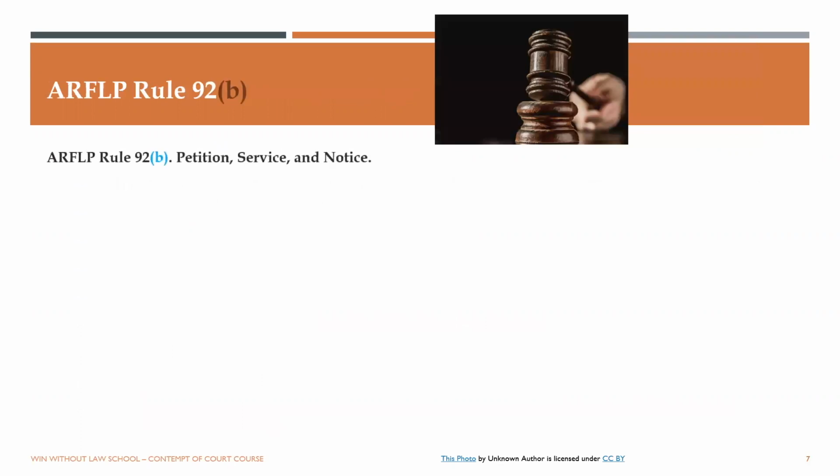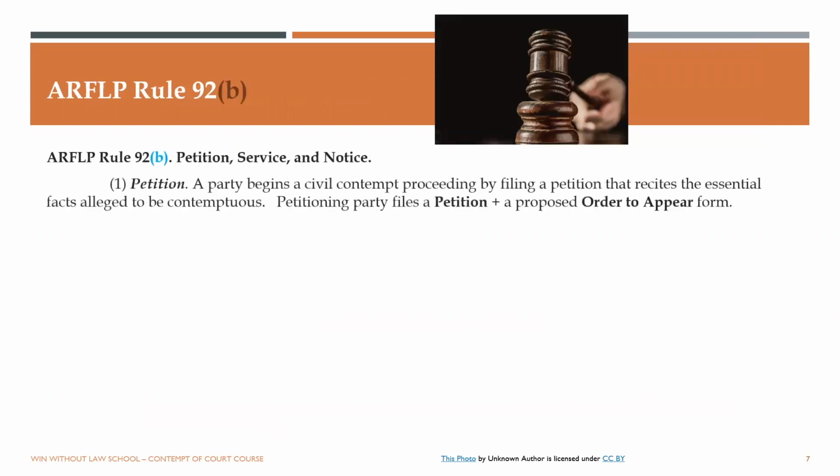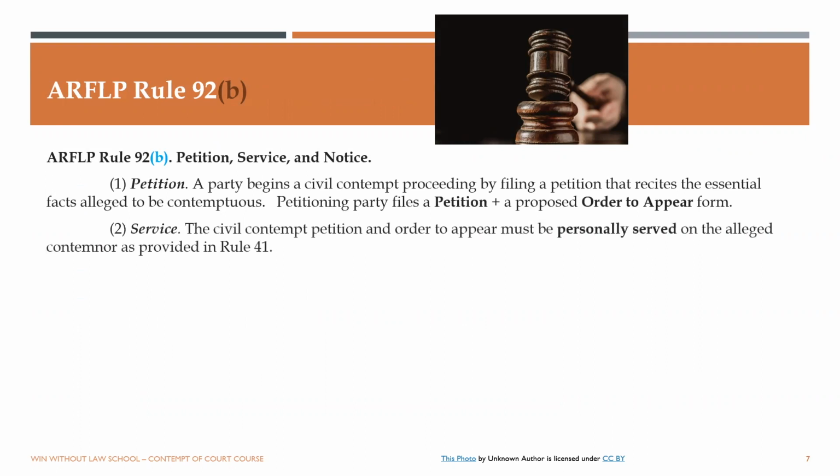All right, back to Rule 92B. So we talked about the petition. So the petitioning party is going to file the petition plus a proposed order to appear. And then the court is going to issue the order to appear, which is going to contain the court date. Once you get those documents, you need to serve the petition and order to appear on the alleged contemptor. So your opposing party who you're saying violated the order, you need to serve them with a copy of the petition and the proposed order to appear.